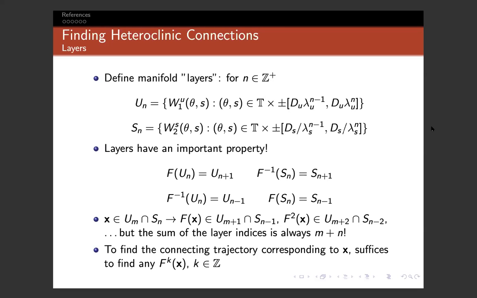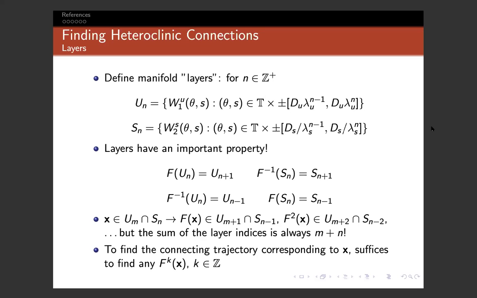And then you do a very similar thing for the layers S sub n, where theta is any value and s is in the fundamental domain D sub S of the stable parametrization, divided by lambda sub S to the n minus 1 and lambda sub S to the n. And as mentioned, the important property is that the upper end of the interval is mapped to the lower end of the interval by F or by F inverse, depending on whether it's the unstable or the stable layer. So F of U sub n is just going to be U sub n plus 1, and F inverse of S sub n is just going to be S sub n plus 1.